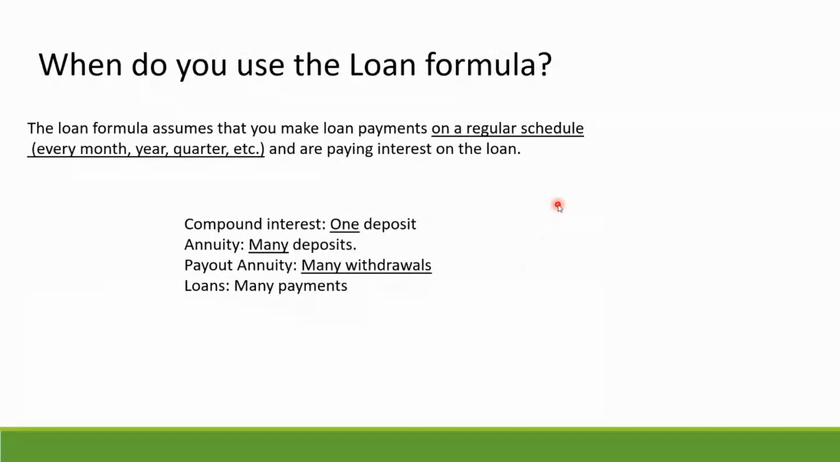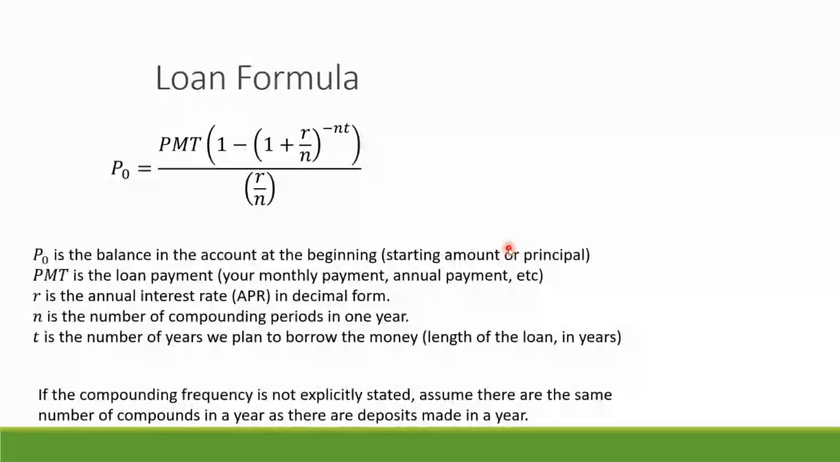Okay, now we're going to look at loans. There is a loan formula I'll present shortly. With a loan, though, that's when you make many payments. We were just in a payout annuity, which is many withdrawals. For a loan, we have many payments. And this is the formula we use.